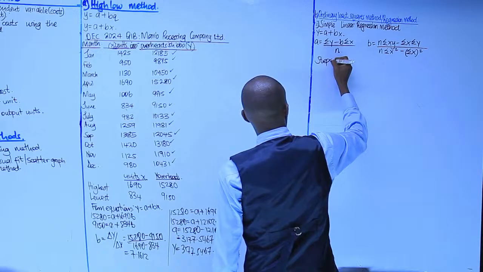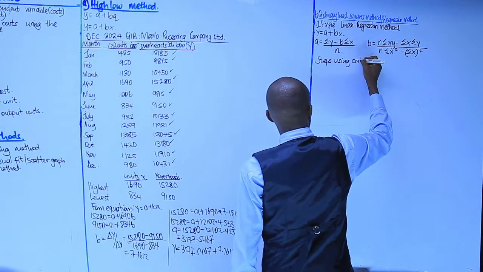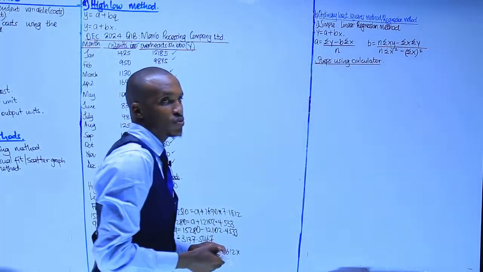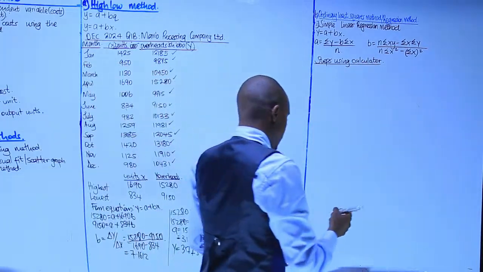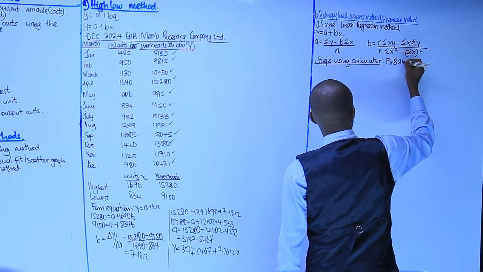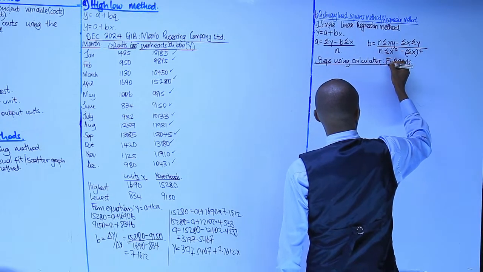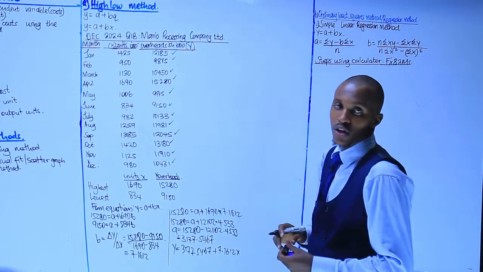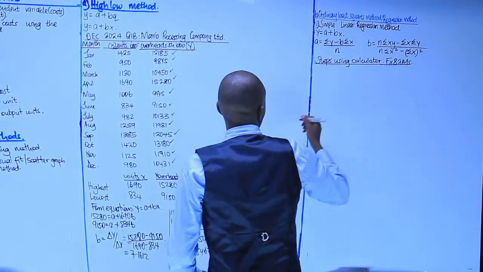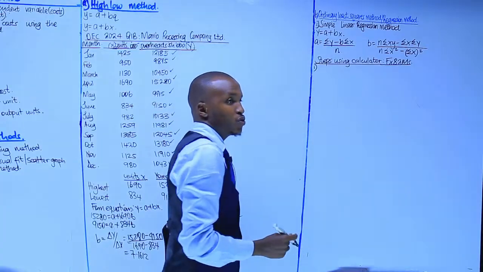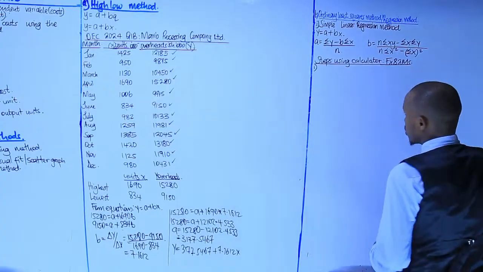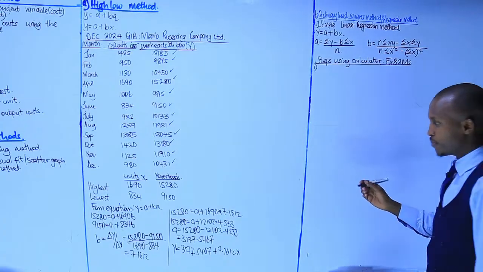Your steps using your calculator. The calculator I want us to use is the FX82 MS. Is your calculator known as FX82 MS? The first step is always to switch on your calculator.